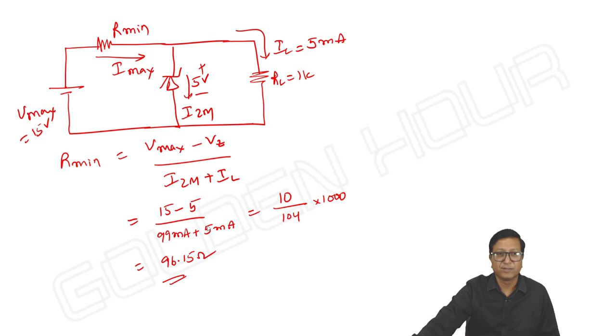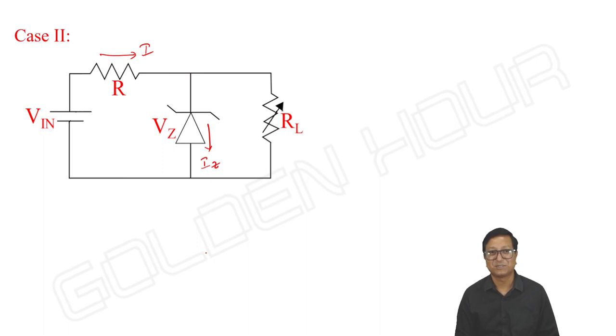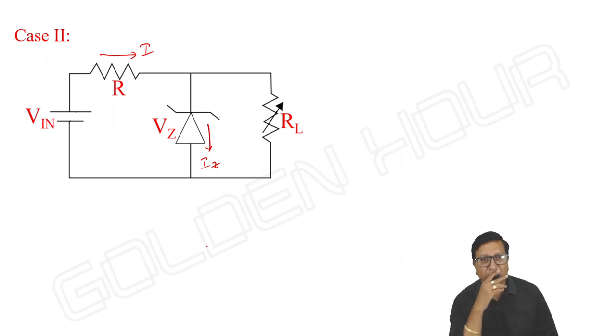Okay. Next, I'm taking the next case like this one. Keeping input constant and vary the load resistor. Earlier, when RL is fixed, IL was fixed. Now input is fixed, this I is fixed. And we know IZ is always proportional to RL. Is it not so? Okay. Right.